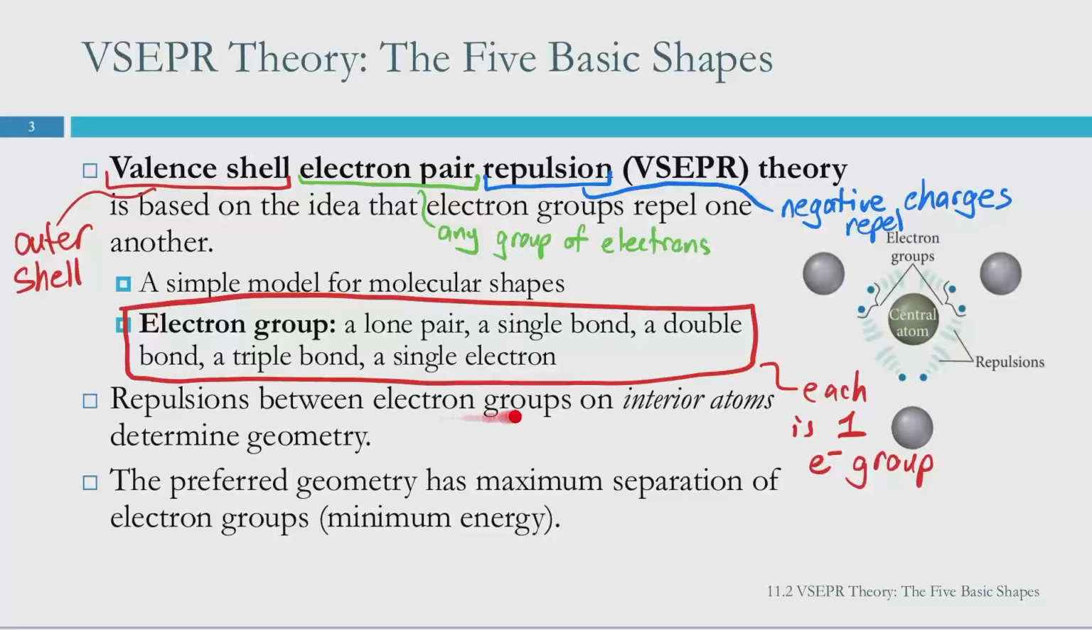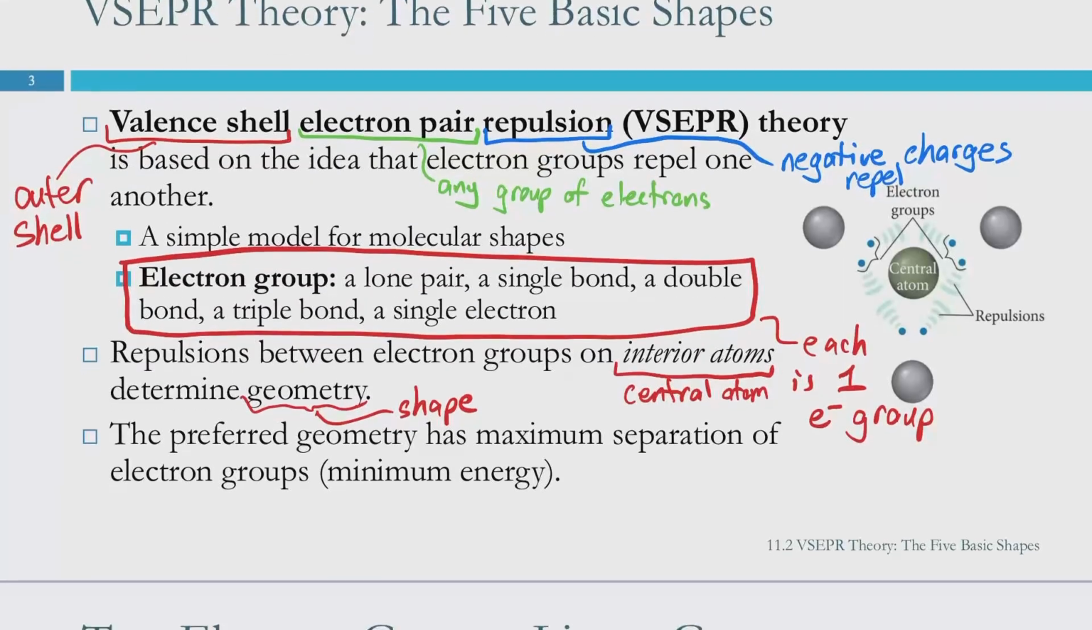Repulsion between electron groups on interior atoms, like our central atom, we are usually going to talk about it as a central atom, determines geometry, determines the shape. There are 2 types of geometries that we'll talk about. There's electron geometry, what the electron groups are shaped like. There's also molecular geometry, what the molecule itself looks like, since electrons don't really take up space. And that's the one that's arguably more important.